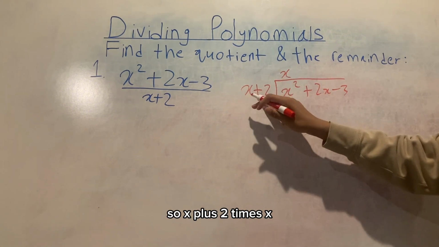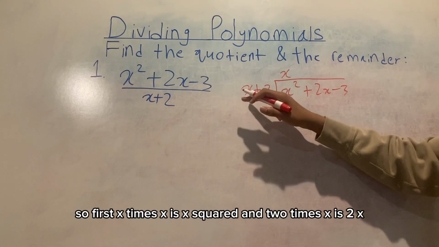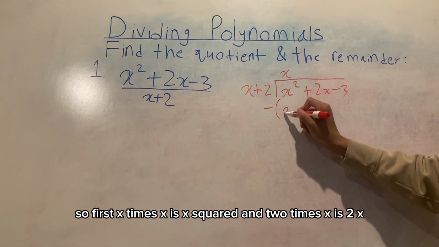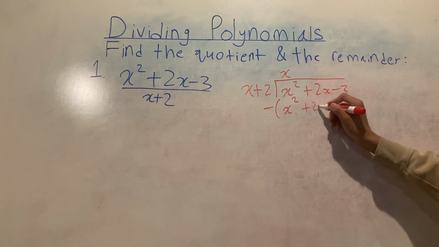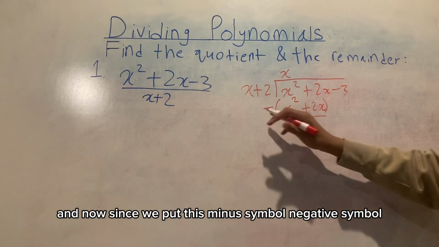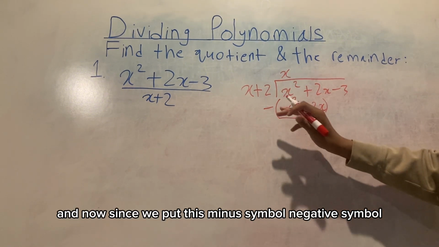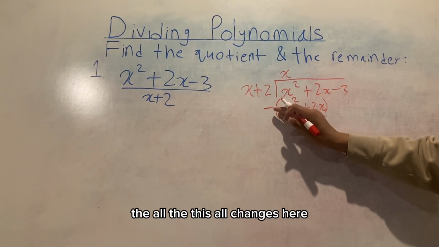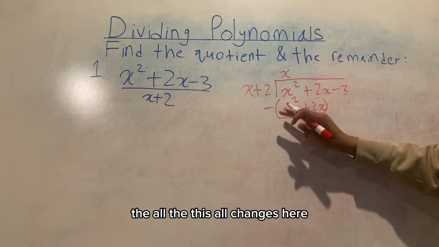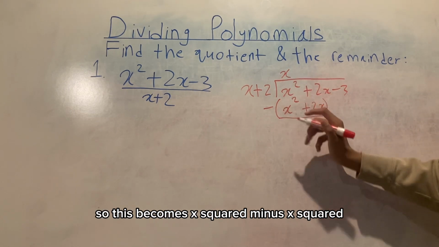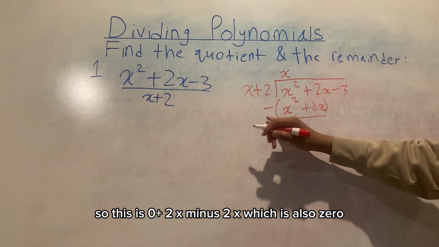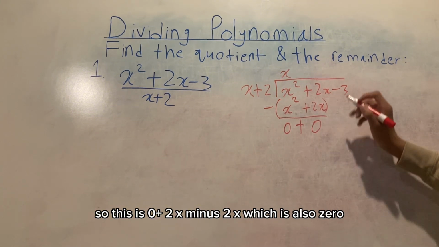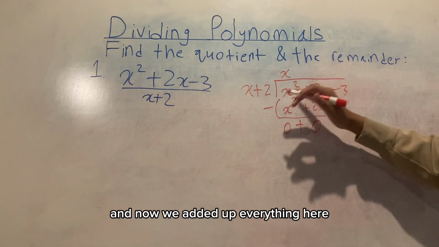So x plus 2 times x. First, x times x is x squared, and 2 times x is 2x. And now, since we put this negative symbol, this all changes here. So this becomes x squared minus x squared, which is 0, plus 2x minus 2x, which is also 0. And now we've added up everything here.